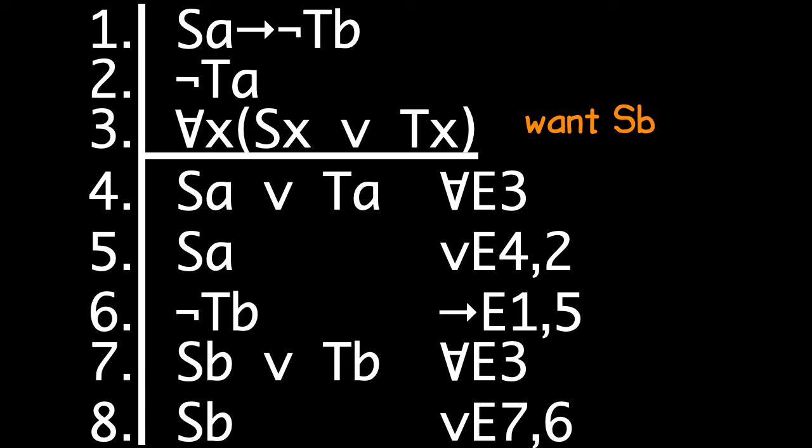Now, this proof could easily have looked a little bit different if someone else had done it. For example, the universal elimination on line 7 could have happened much earlier. We could have made line 4 be SB or TB. And if we'd done that, we still would have had to get around to doing the same things. It would have changed the order of the steps, and it would have changed the line numbers that were referenced when we applied rules. I'm sure there are other ways to do the proof also, though.